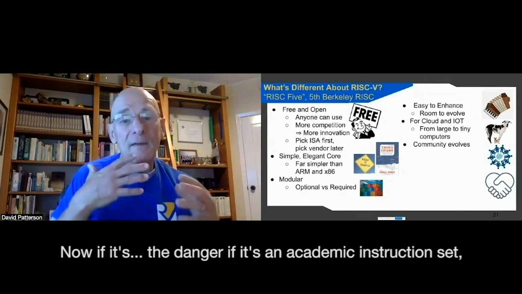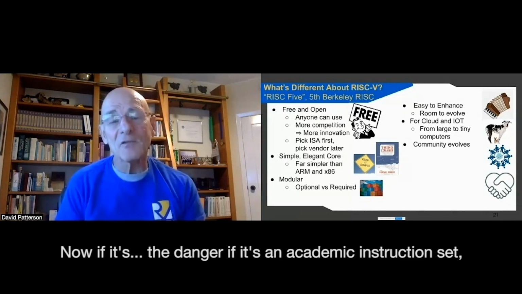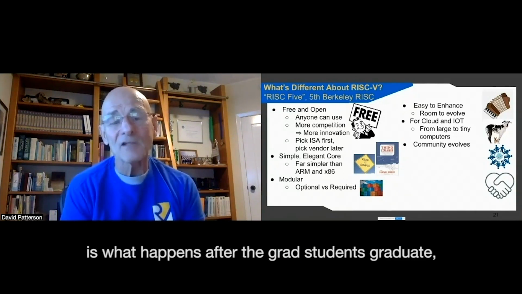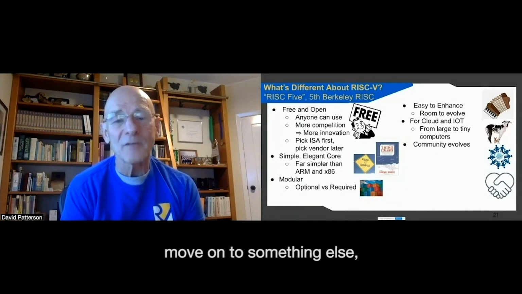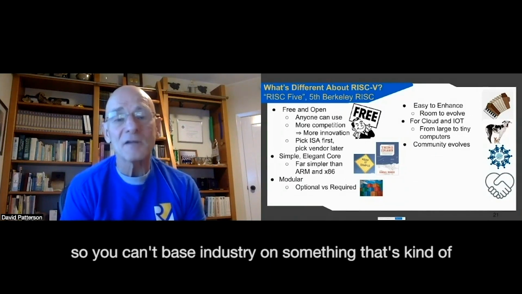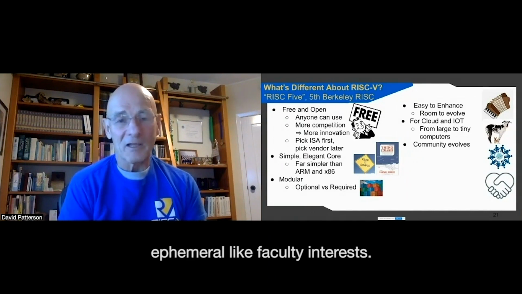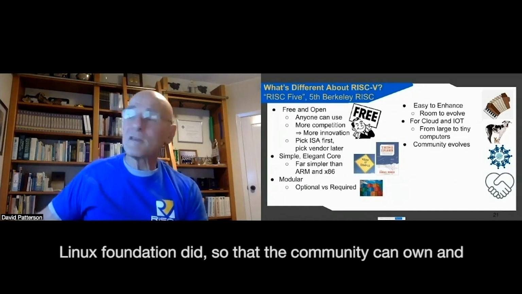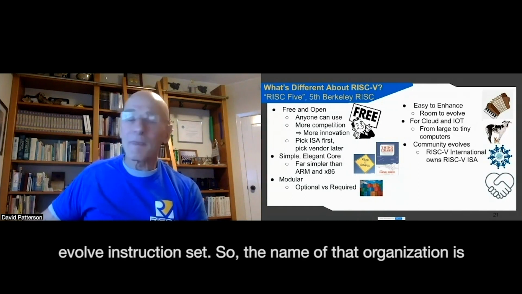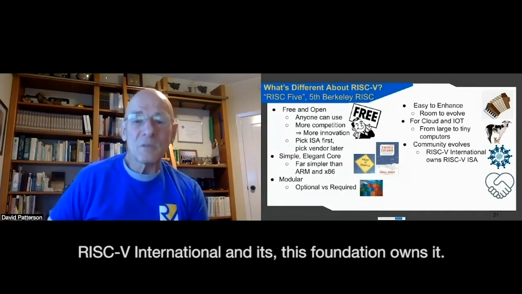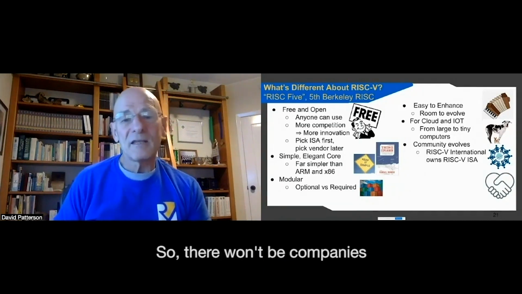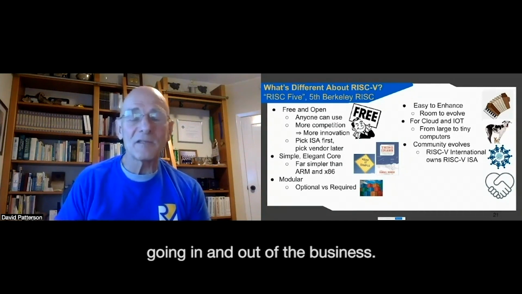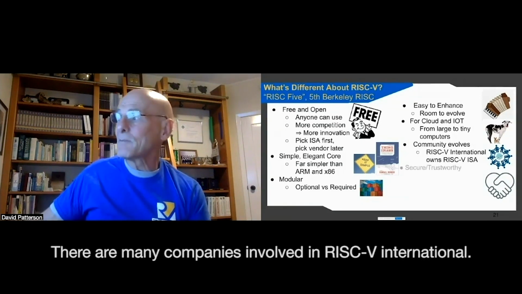Now, the problem with an academic instruction set is what happens after the grad students graduate, or what happens if professors get bored and want to do something else. You can't base an industry on something that's kind of ephemeral, like faculty interest. So we set up a foundation similar to what the Linux Foundation did, so that the community can own and evolve the instruction set. The name of that organization is RISC-V International, and this foundation owns it. So there won't be companies going in and out of business. There are many companies involved in RISC-V International.